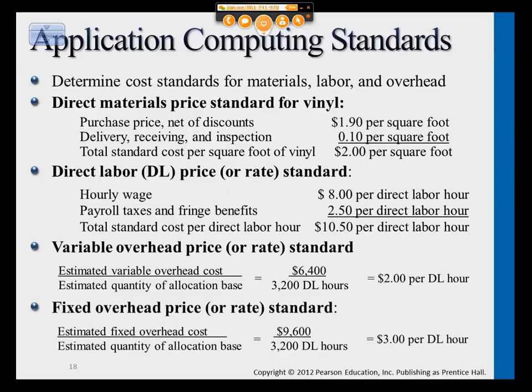We also know that our fixed overhead is $99,600, and what should always be given to you is the overhead allocation base, which is 3,200 estimated direct labor hours. So we divide our estimated variable overhead cost or estimated fixed overhead cost by the estimated quantity of the allocation base, and we derive, respectively, the variable overhead price standard and the fixed overhead price standard. That's your calculation of the standards.